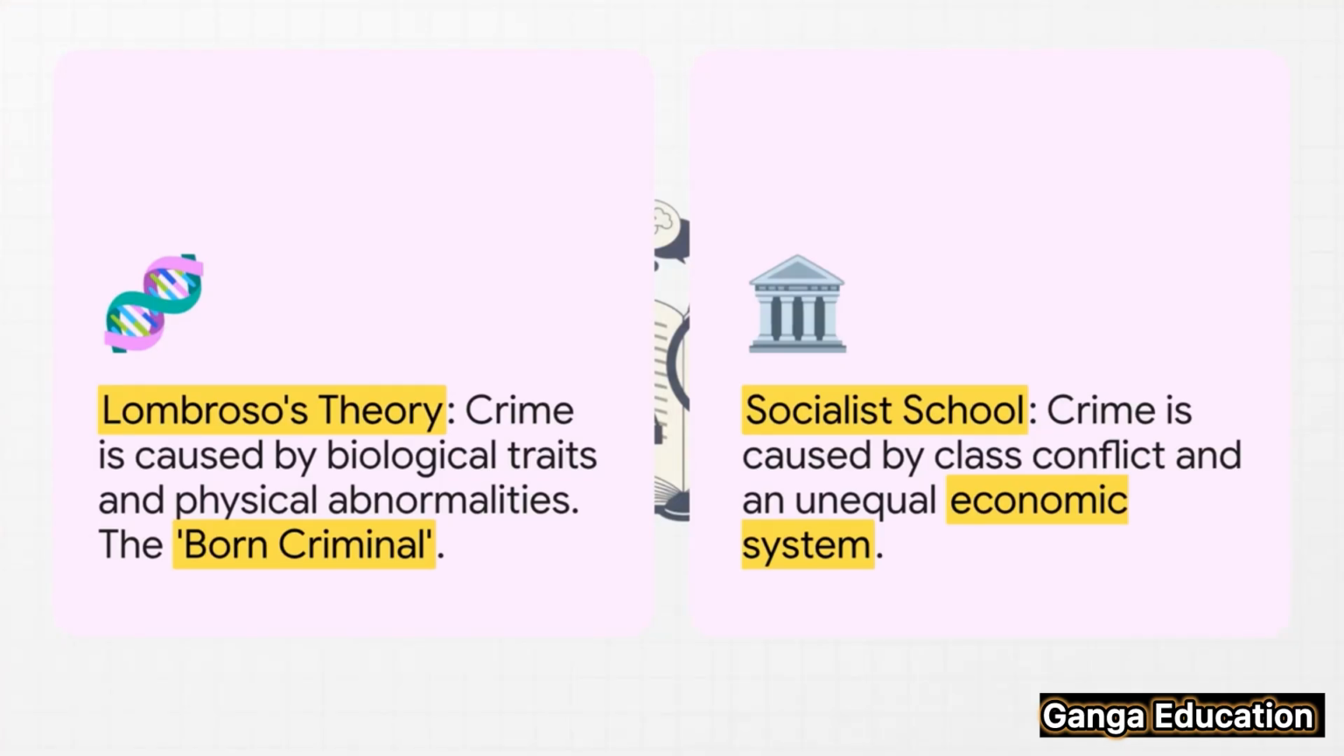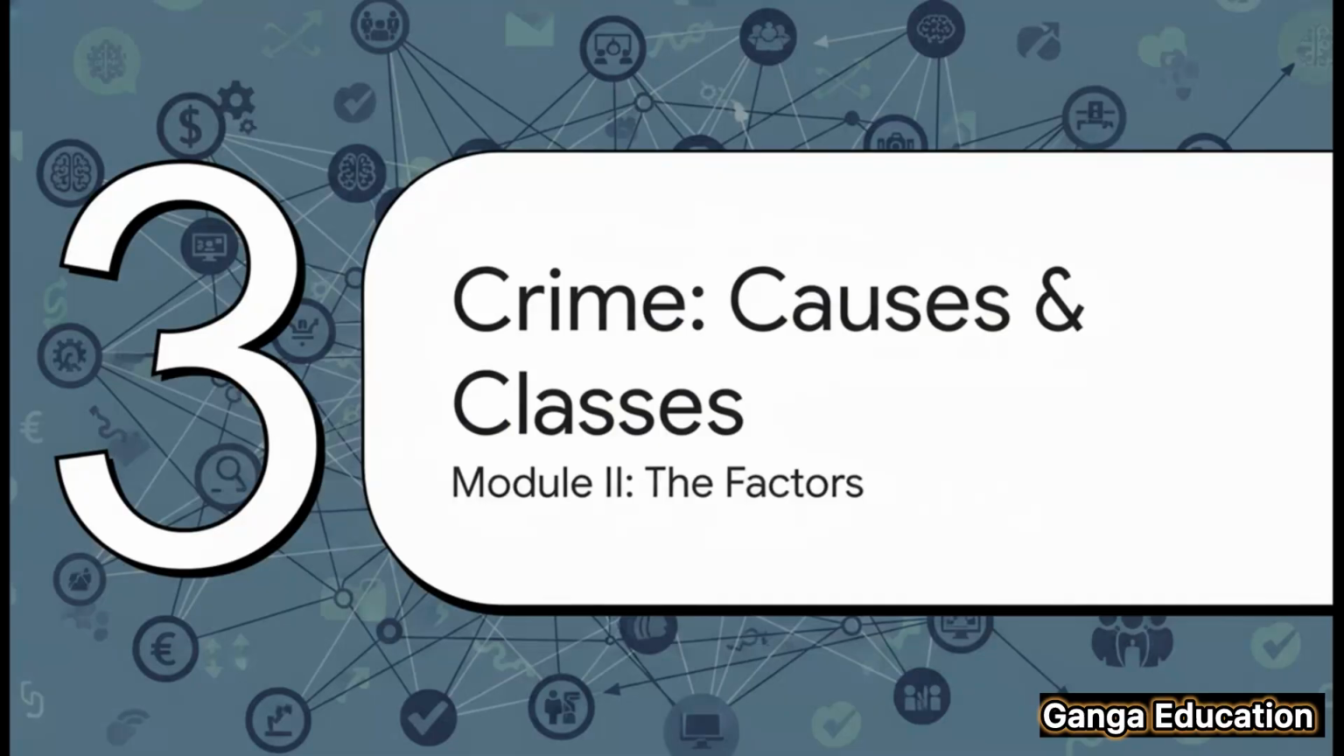And this slide just perfectly captures two polar opposite ways of thinking. On one side, you've got Lombroso and his idea of the born criminal. It's almost like something out of a movie, the idea that you could literally identify a criminal just by looking at their physical features. Then, on the complete other end of the spectrum, you have the socialist school, which says, whoa, hold on, it's not the individual, it's the system. They argue that crime is basically a product of an unequal, class-based society. And that is the perfect lead-in to Module 2. Because now we're moving past the search for one single magic bullet reason for crime.